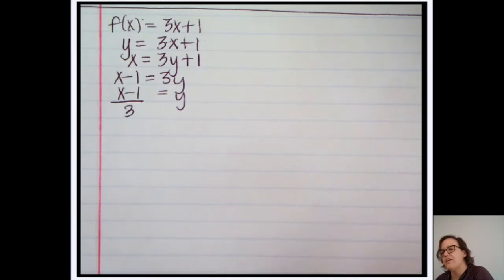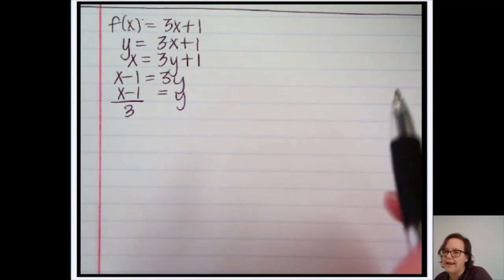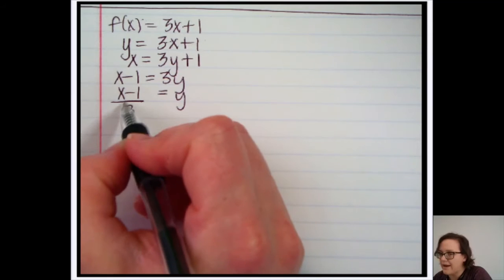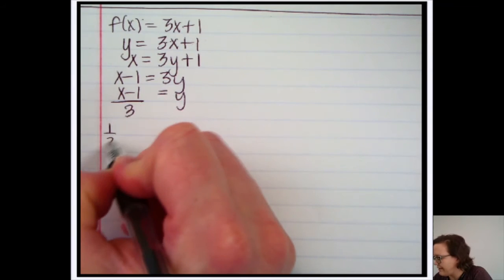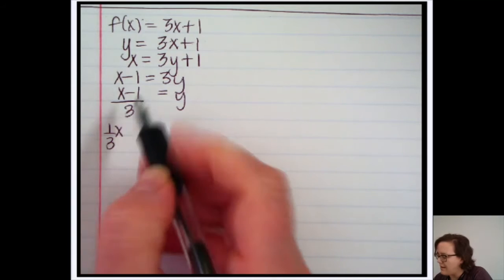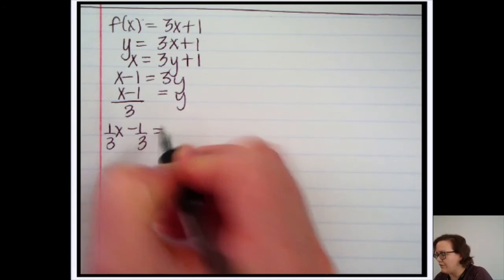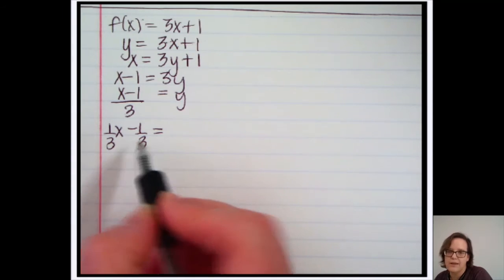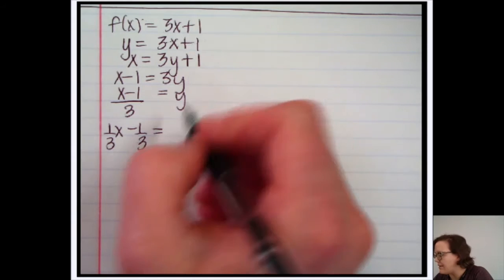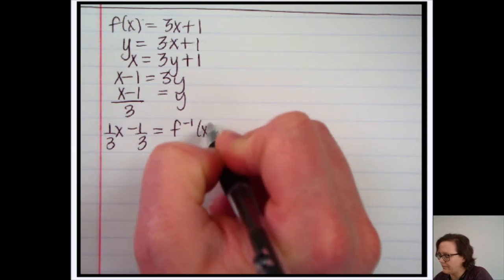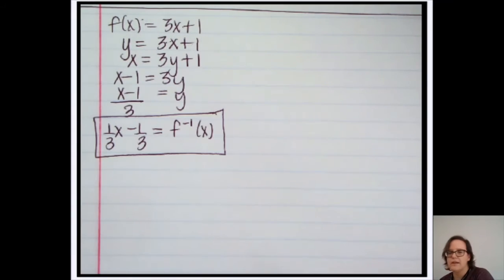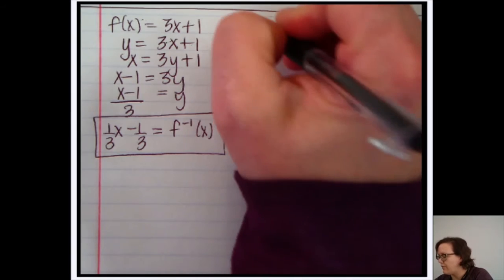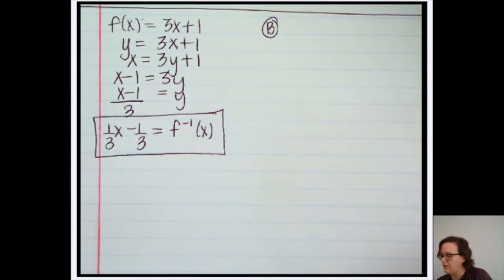Now, that might not look like a line to us, but if you separate it out, we can separate out the tops. We get 1/3 x, so that's 1x over 3, minus 1/3. Now does that look like a line in slope-intercept form? Here's my slope and here's my y-intercept. Step 4 just says replace the y with our inverse. So there is the inverse of 3x plus 1. We can check it by composition. We can check it with Desmos looking at the graphs. Hopefully that works for you.